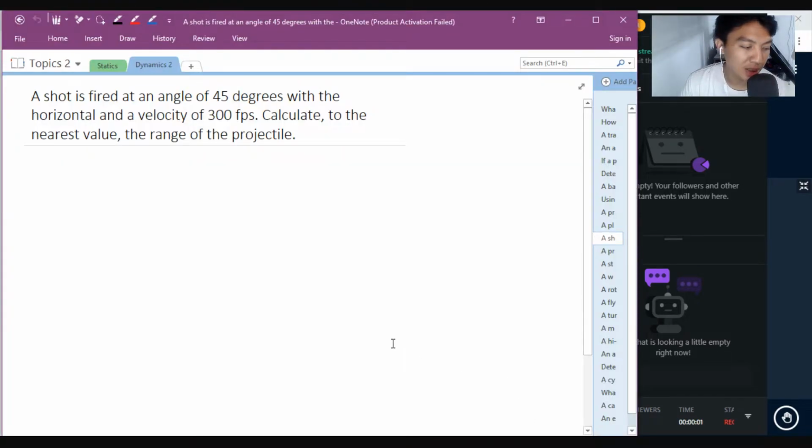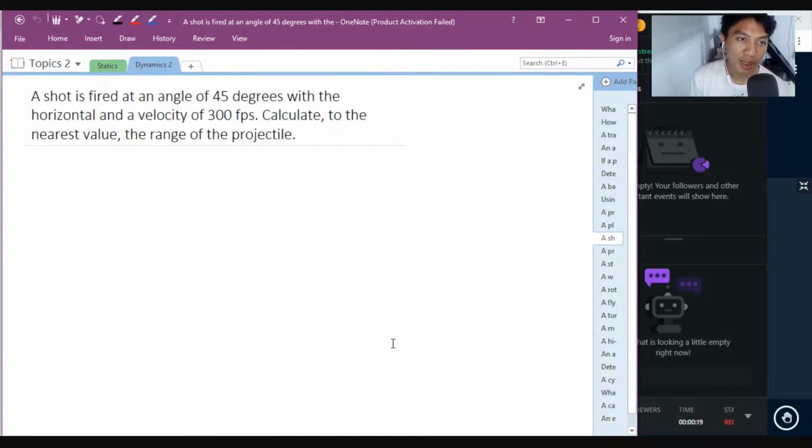So, dynamics, okay. Last time we talked about projectile motion, linear motion, and rectilinear motion. Circular motion will come out after this. So, let us just focus on this one, okay.